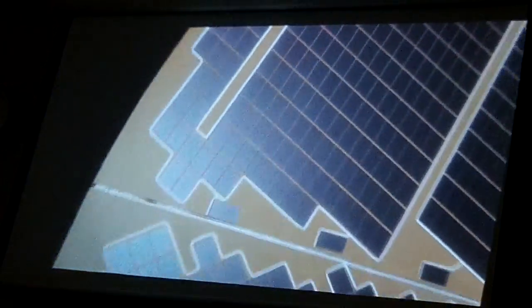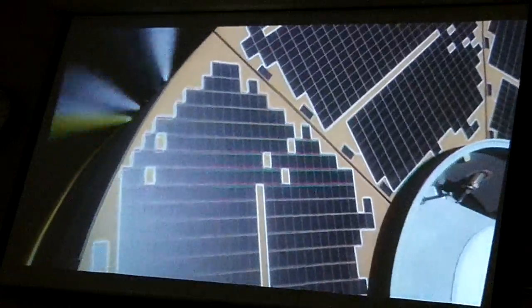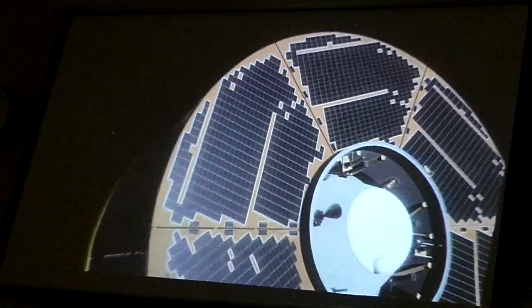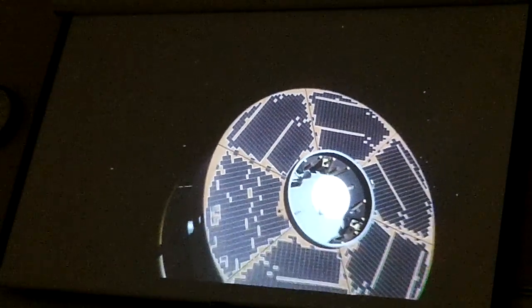That's leaving Earth. So why are there dots everywhere?